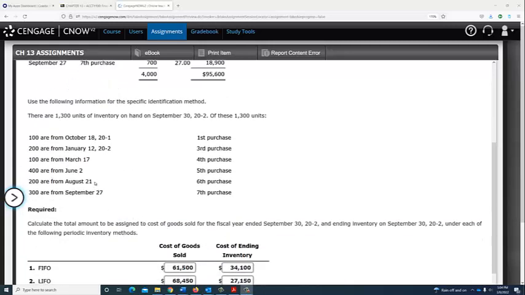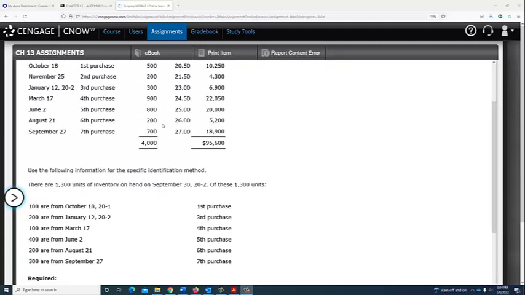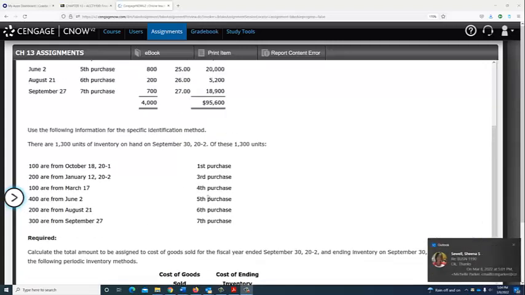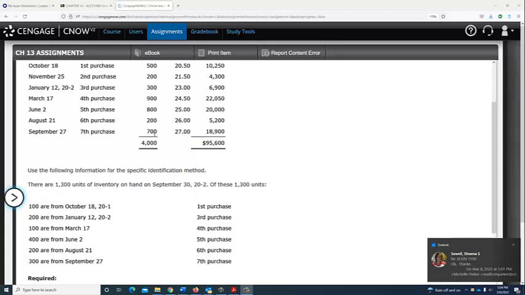And 200 from the sixth purchase, so all 200 of those at $5,200, and then 300 are from the seventh purchase, so 300 at $27 will give you $8,100. So to get my total ending inventory, I'm going to add up all those figures we just came up with.